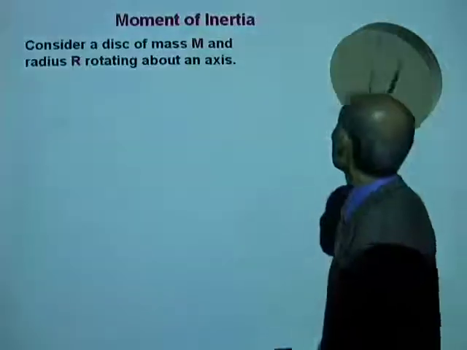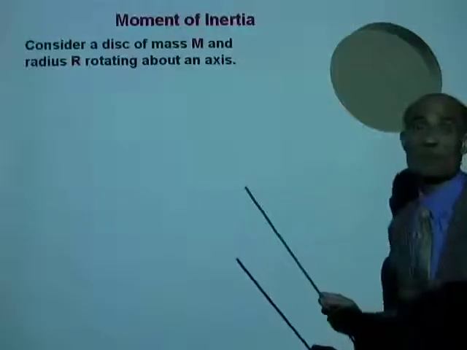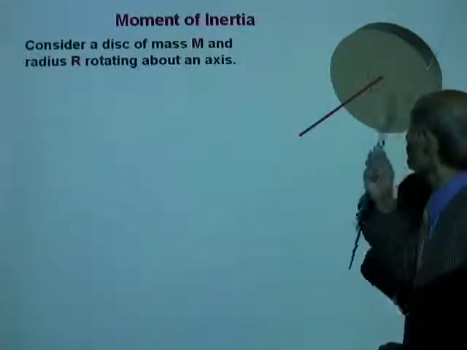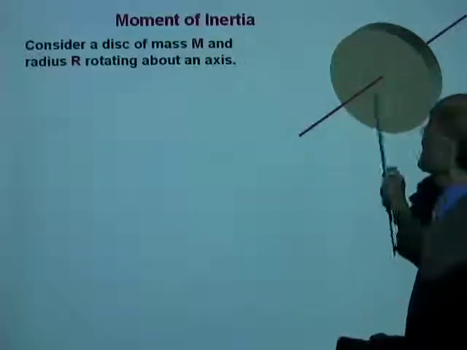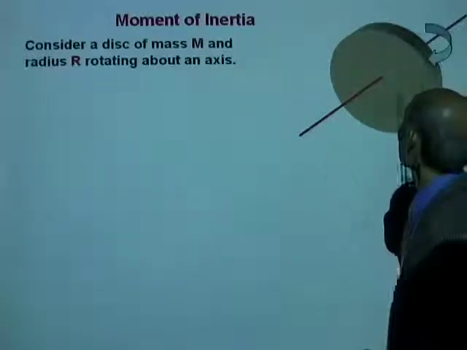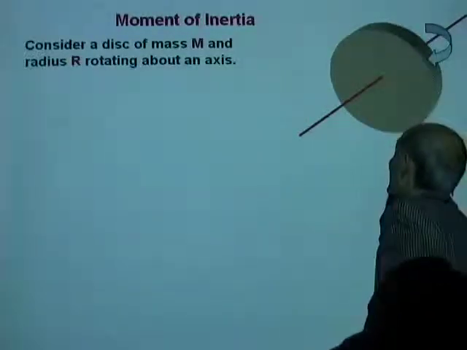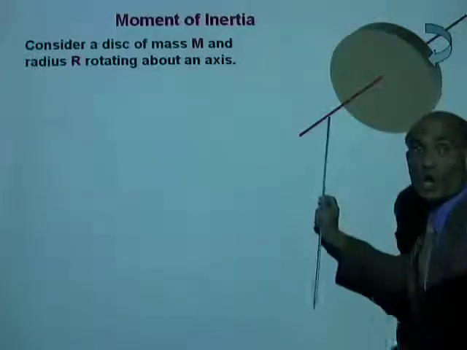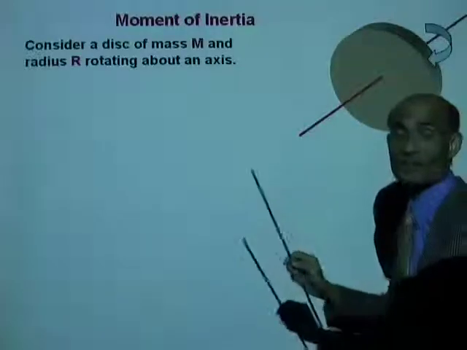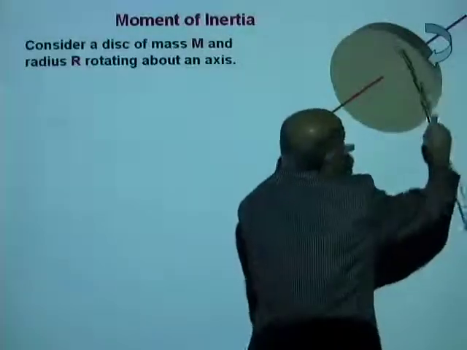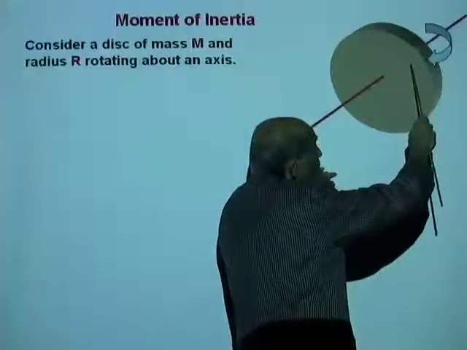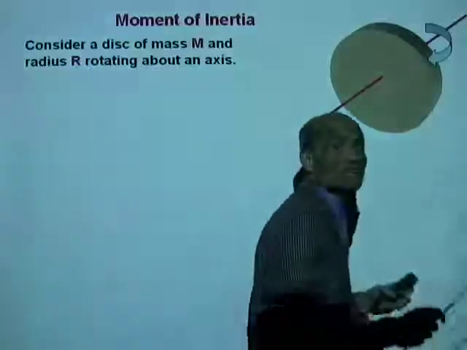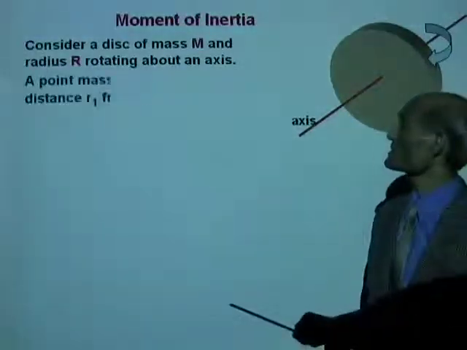Now, here is the disc that I have just been showing you. Consider a disc of mass m and radius r rotating about an axis. Can I say the disc is rotating in the clockwise direction? I hope you understand that. The direction of rotation is the direction of motion of the hands of a clock. So the disc is rotating in the clockwise direction.